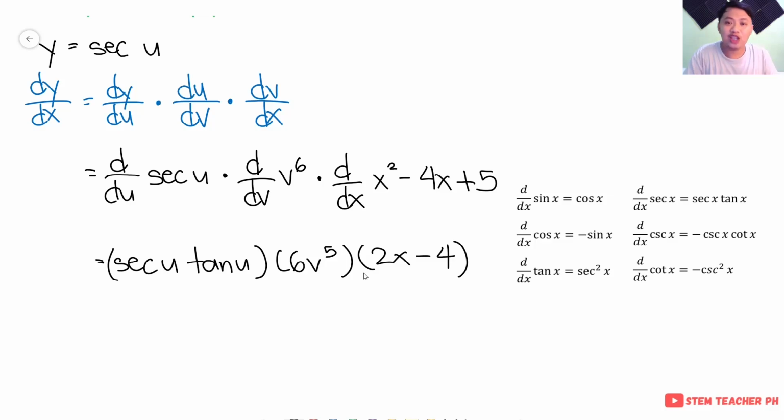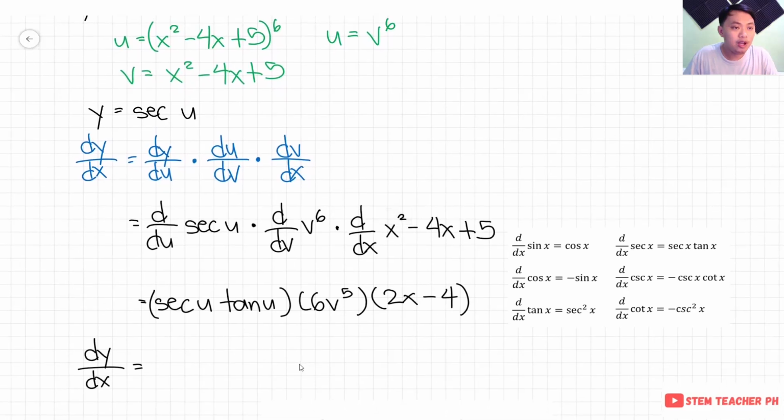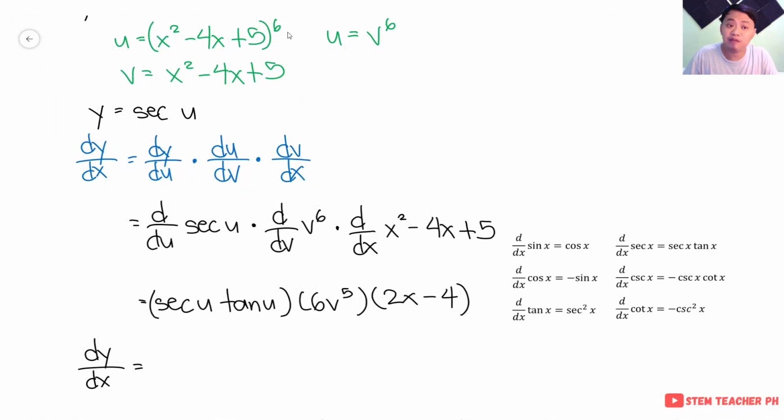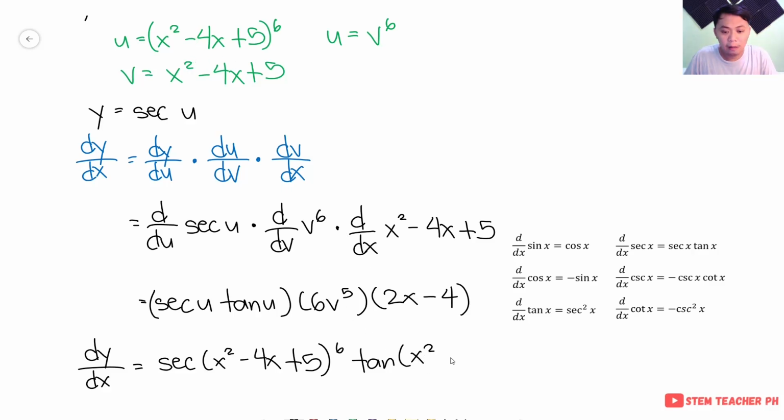Kailangan na lang nating ibalik yung variables ng u tsaka ng v in terms of x para makuha natin yung derivative. So we have dy over dx. Zoom out ko lang din para makita natin yung value ng u tsaka ng v as we go along here. So as we go up, we have our u that is x squared minus 4x plus 5 raised to 6. Kaya yung u na nandito, palitan natin. So you have secant of u that is x squared minus 4x plus 5 raised to 6 times tangent of u. Still, eto pa rin yung value. We have x squared minus 4x plus 5 raised to 6.